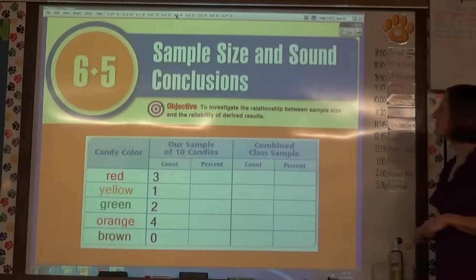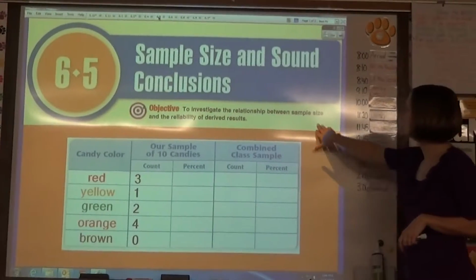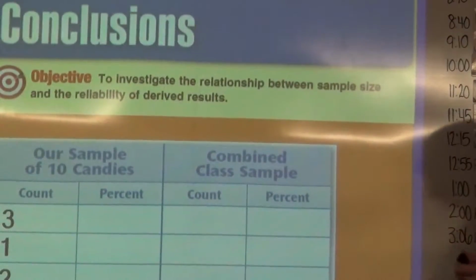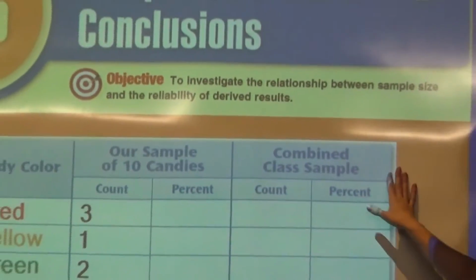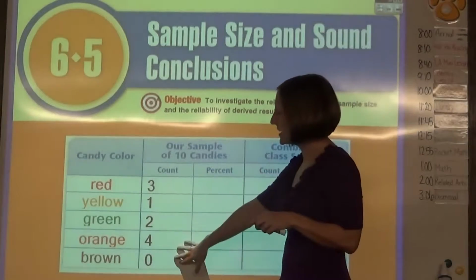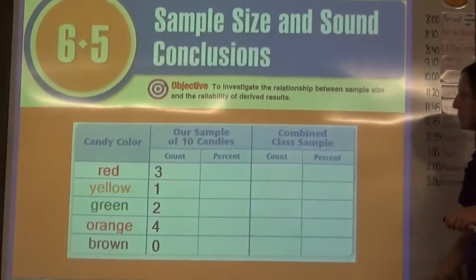Lesson 6.5 is sample size and sound conclusions. We're going to investigate the relationship between sample size and the reliability of our results. So, for this lesson, you're going to pretend that you get 10 pieces of candy. I've given you some data here. This is different data than what you'll see on the website, so this is just an example for you.